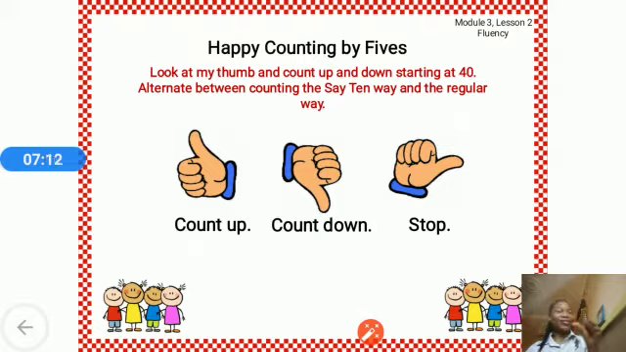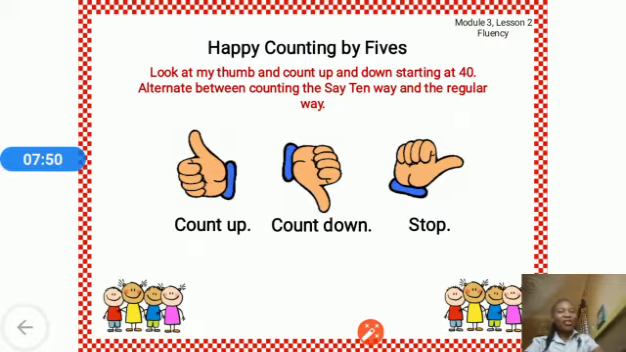Now let's count downwards again, starting from 40. Let's count down. Now my thumb is down. Start. Yes. 30. Stop. Good. That was wonderful. That was great.